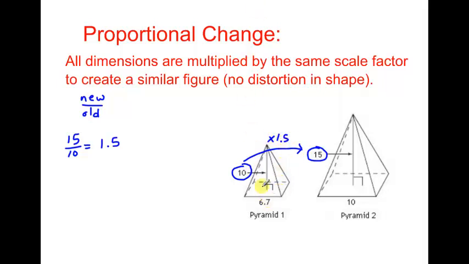Now the same needs to happen with the base length. So this base length of the square here was 6.7 and now it's 10. Let's see if that works. So comparing the new 10 to the old 6.7 and dividing that out, we get a 1.5 again. So this has also been multiplied by the same scale factor of 1.5. And because we use the same scale factor, we just get this enlargement with no distortion in its shape.